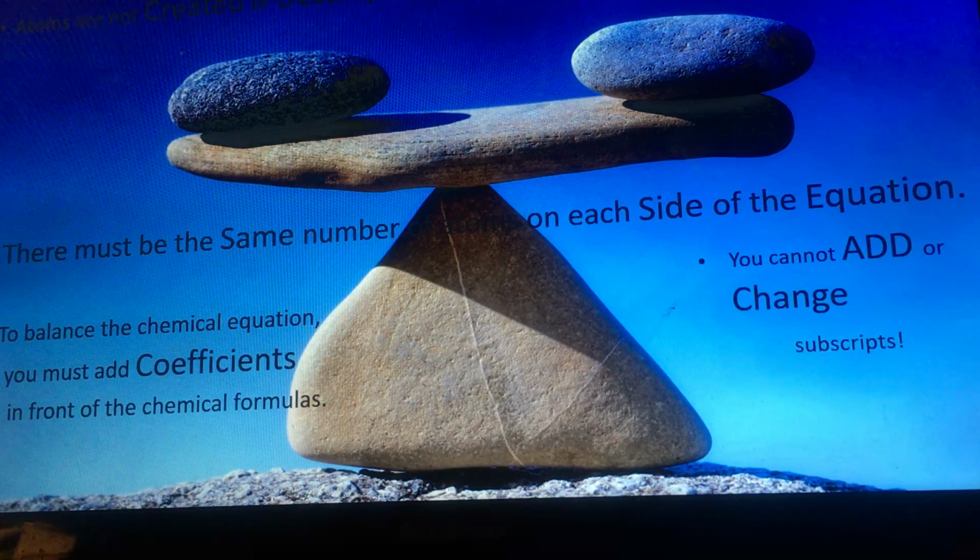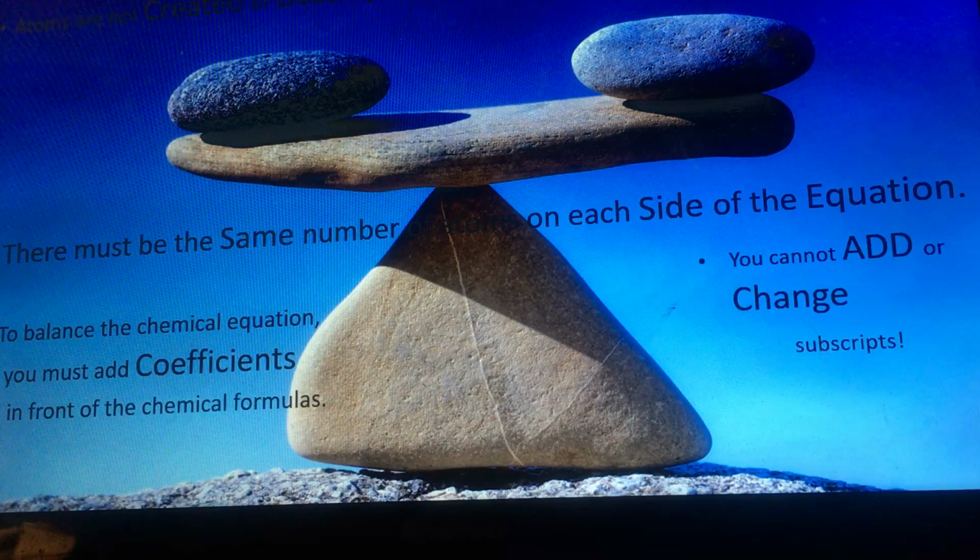Number 1, atoms are not created or destroyed during a chemical reaction. They only get moved around. Second, for equilibrium to occur, there must be the same number of atoms on each side of the equation. And then, knowing this, you can balance the chemical equation by adding coefficients in front of the chemical formulas. However, you can never add or change subscripts.